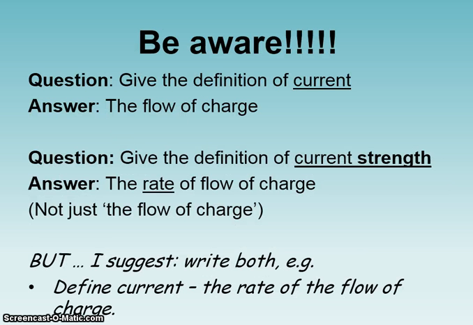So, just one thing that I need to emphasize is that in the departmental papers they usually ask what is the definition of current. Now remember that current is the flow of charge. And then there's another question that can arise, which is give the definition of current strength. Now the answer to that would be the rate of flow of charge, not just the flow of charge. But nowadays I see in the departmental papers they ask the question define current, but they actually want the answer for current strength. So I suggest you write both of them. If they say define current, you simply write it is the rate of the flow of charge.